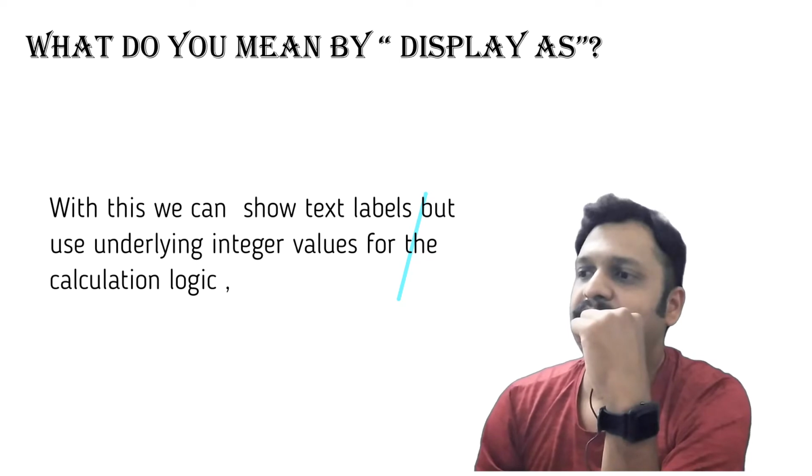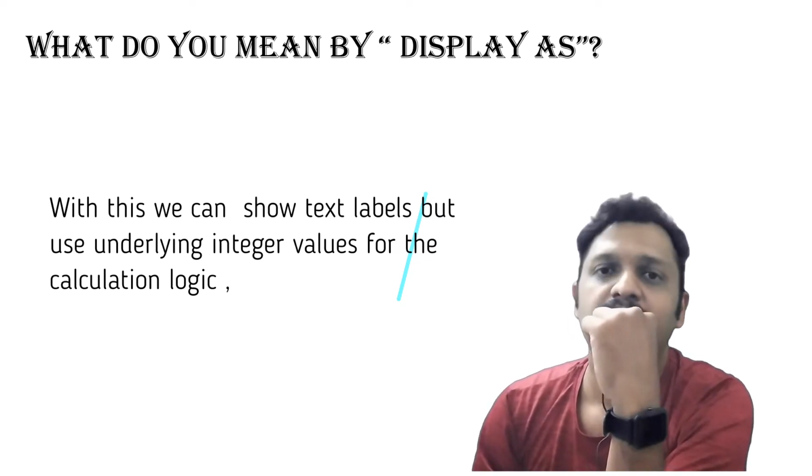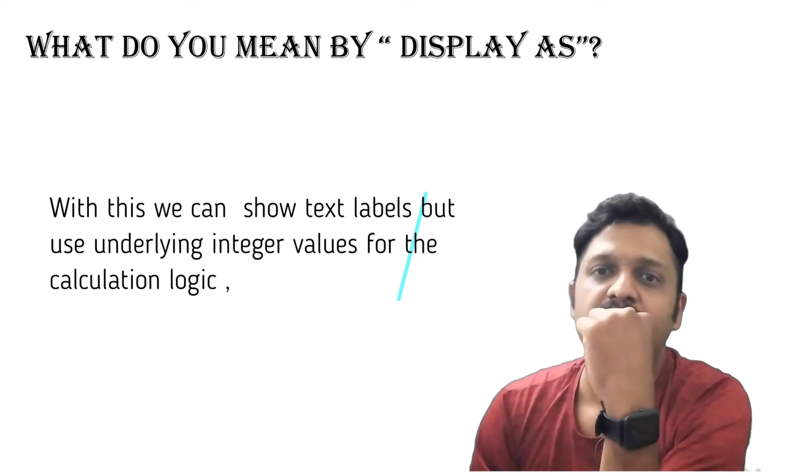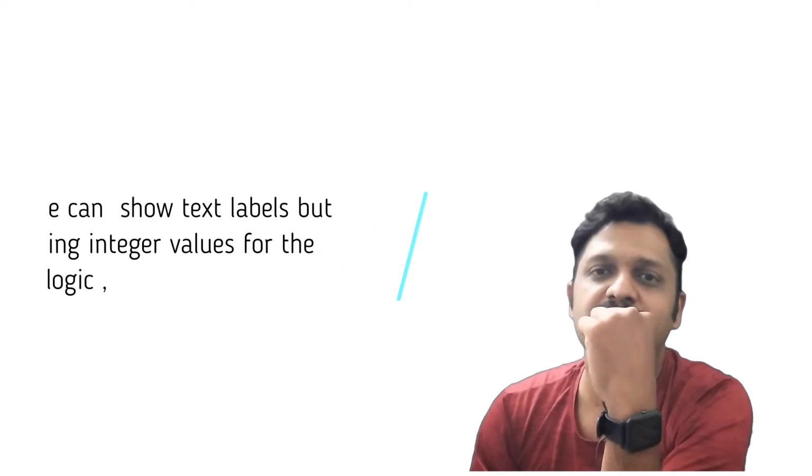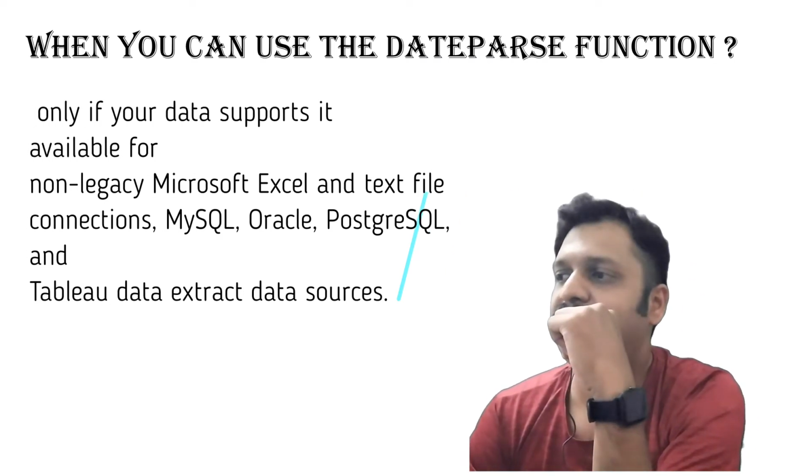Next question. What do you mean by display as? Display as is a feature of parameters. With this, we can show text labels but use underlying integer values for the calculation logic. Numerical calculations are much faster than string calculations. Next question. When can you use the dateParse function?